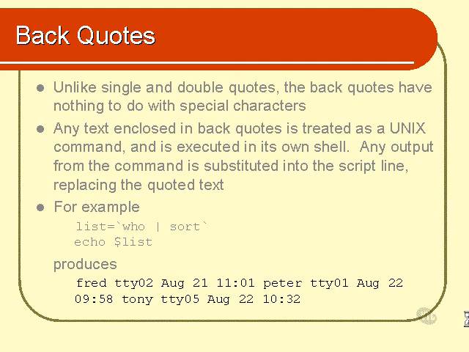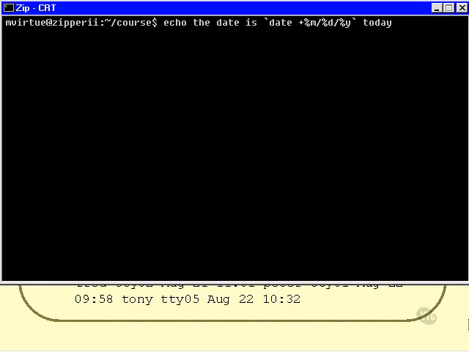Let's look at some more examples of the back quotes, because it does take a little bit of getting used to. So here's an example. Echo, and then the thing that I want to echo is: the date is something today. Now that something is the result of the date command. So basically take the date command, and I want the date to be in a particular format, month day year. So I want the date command to generate some particular output, and then I want that output inserted on that line in place of all the stuff inside the back quotes.